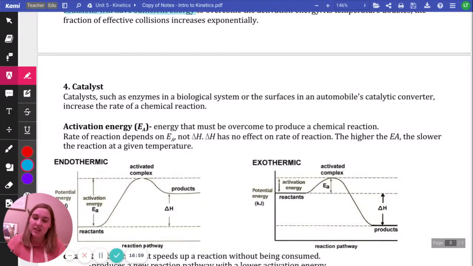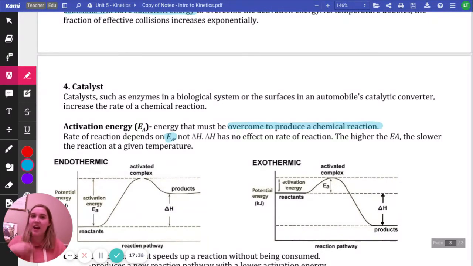So activation energy is the energy that we must overcome to produce a chemical reaction. Our reaction rate is really dependent on that activation energy, not what you would think, which is the change in energy, or delta H. Delta H is our enthalpy. If you don't remember, that's what we're going to talk about last year. But change in energy is basically the difference in the potential energy of your reactants and your products in a chemical reaction. So delta H actually does not have any effect on the rate of the reaction, but your activation energy is what affects it.